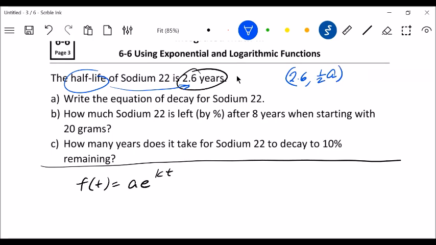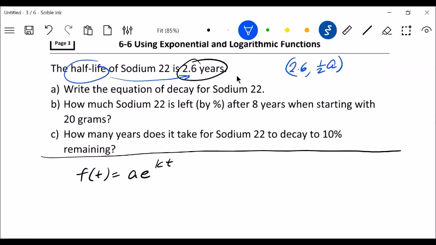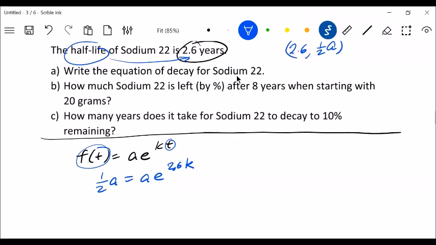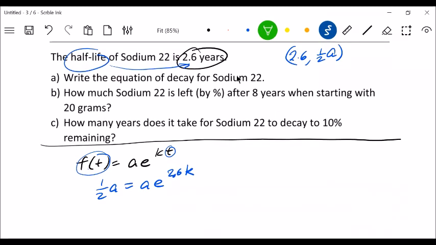1/2. We have no idea how much that is, but we can plug that in here. So if the time is 2.6, this is 1/2 A. 1/2 A is equal to A e to the 2.6 times K. So we're going to be figuring out what K is. But right now, here's the first key. The first key is recognizing that this idea of half-life means it's 1/2 of A, whatever A was.